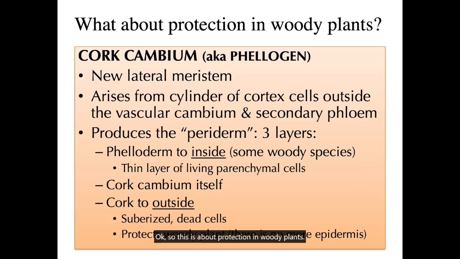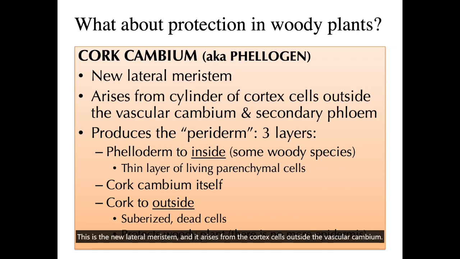Okay, so this is about protection in woody plants. This is the cork cambium, which also has this other strange name called the phellogen. This is the new lateral meristem, and it arises from the cortex cells outside the vascular cambium, and it can also arise from cells in the secondary phloem.